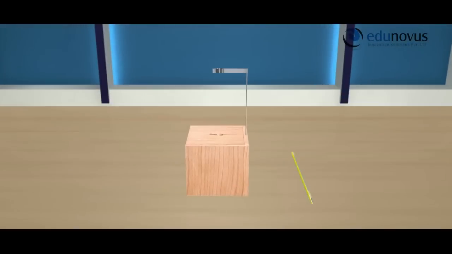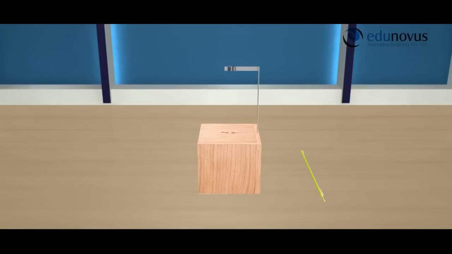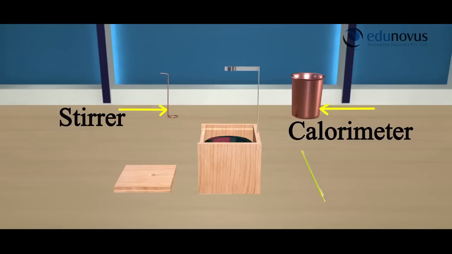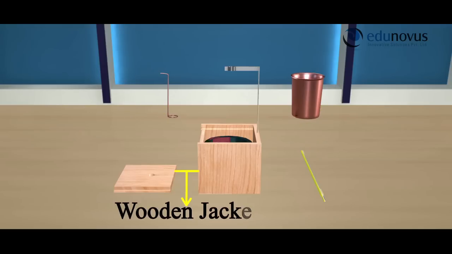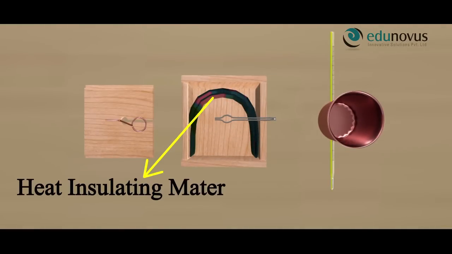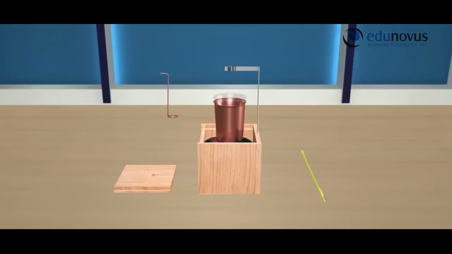Calorimeter is a device which is used in the measurement of heat to determine specific heat and latent heat. Now, let us see what a calorimeter consists of. Calorimeter consists of a metallic vessel and a stirrer of the same material, usually copper. This vessel is placed inside a wooden jacket which contains heat insulating material, usually wool. This setup ensures that the calorimeter is thermally insulated from surroundings.